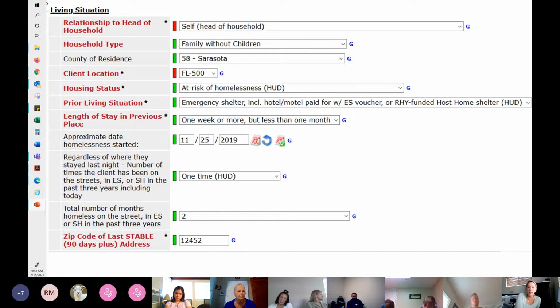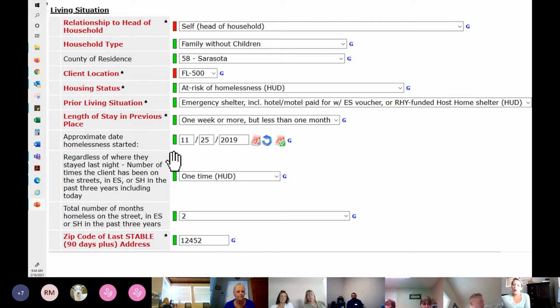But in Sarasota Manatee, we are still responsible for ensuring that the housing status is consistent with the prior living situation. So this would be a perfect example of an inconsistent response. If the client had stayed in an emergency shelter last night, they are category 1, literally homeless. As we go on and we see the client's length of stay, so where did you stay last night and how long have you been staying there? The client will respond that they've been staying there for a week or more, but less than a month.